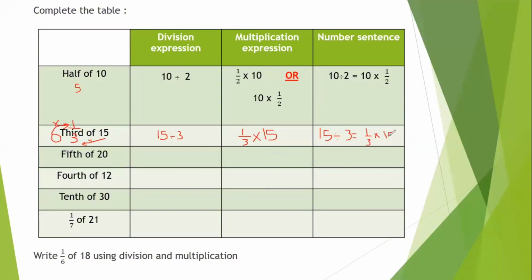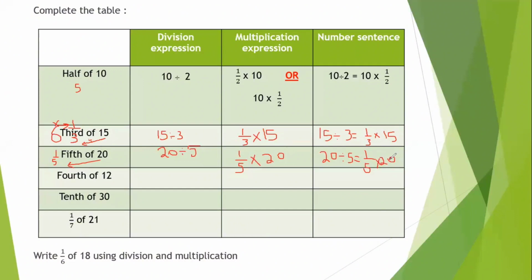Next, fifth of 20. This is fifth. Fifth of 20 means 20 divided by 5. Next, the multiplication expression. We will write 1/5, then instead of of I'll put the multiplication sign, then times by 20. Number sentences. So I can say that 20 divided by 5 equals the same answer if I multiply 1/5 by 20. It will be, of course, 4.